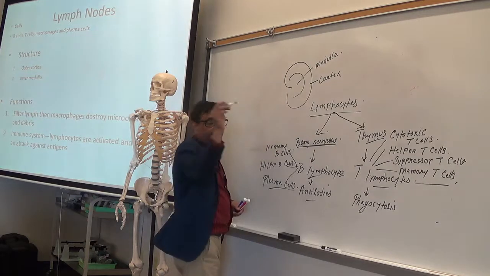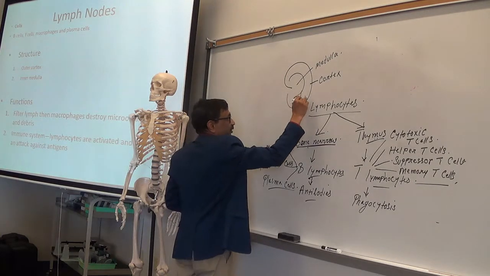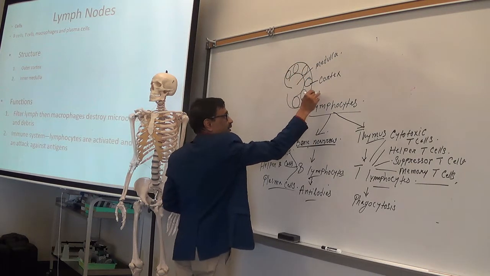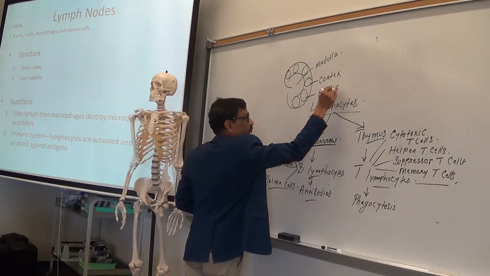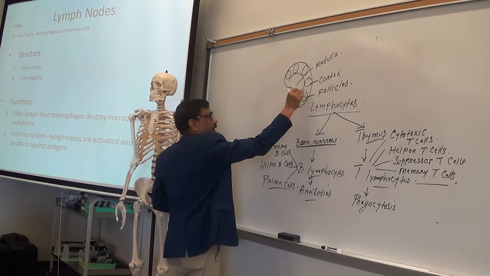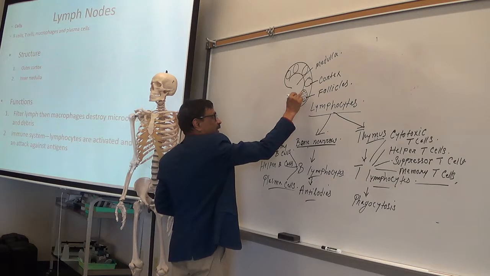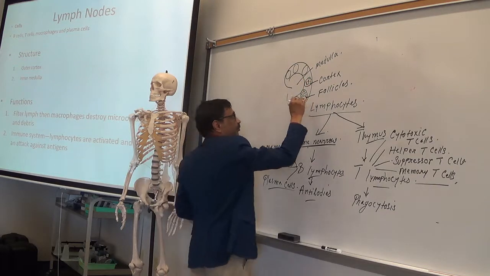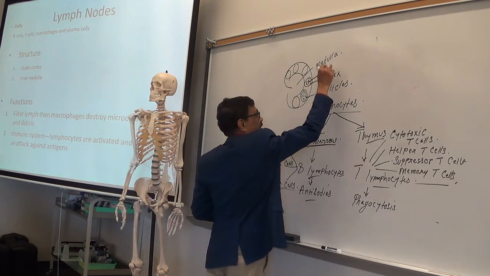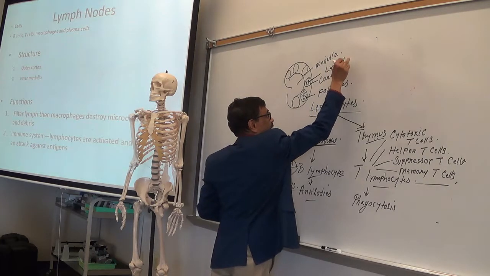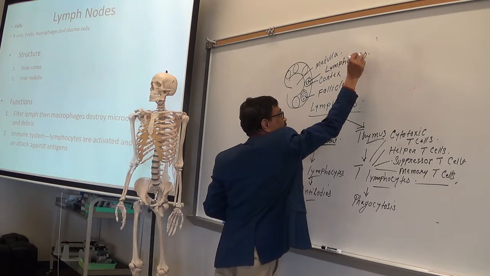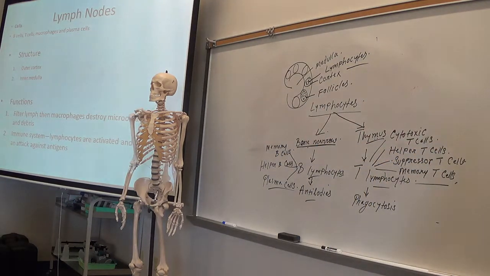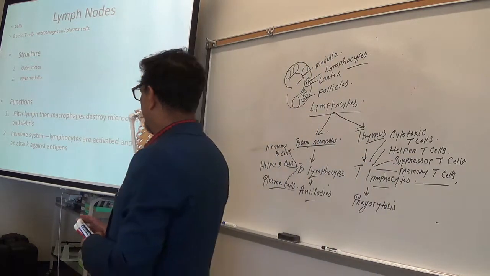Outer part has structures like this. These are called follicles. And the follicles are heavily filled with lymphocytes. So these are the lymphocytes inside the follicles. So, in the cortex, you have many follicles. Those are heavily filled with lymphocytes. Okay.